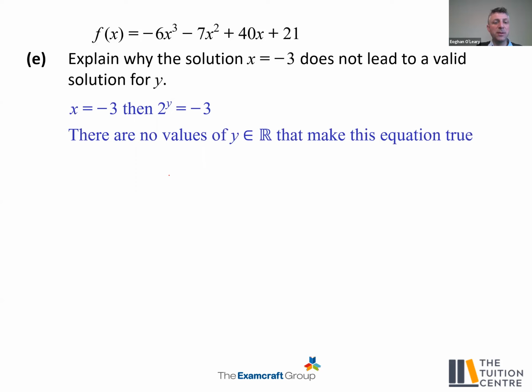Again, if I use my key rule of logs and introduce logs, I say log of minus 3 to the base 2 equals y. However, if you type that into the calculator, you're going to get an error, because it says 2 to what power will give you negative 3. There is no real answer for that. So that was the final 5 marks, and that brings question 5 to an end.